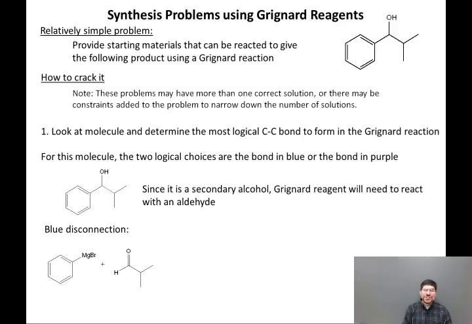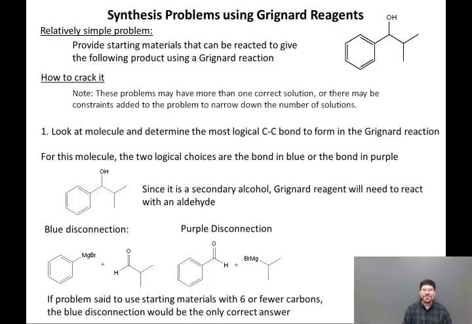So our options are the blue disconnection. Disconnection is organic chemistry speak for just which bond we are going to form in our Grignard reaction. The blue disconnection has us starting with phenyl magnesium bromide and isobutyraldehyde. And the purple disconnection has us starting with isopropyl magnesium bromide and benzaldehyde.